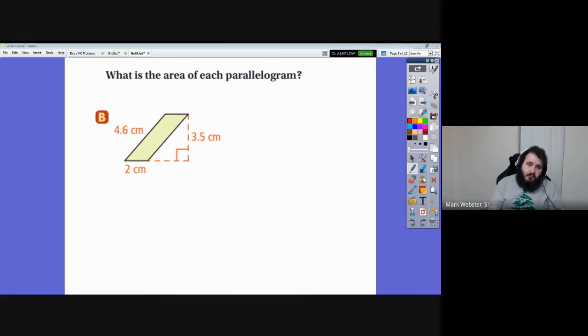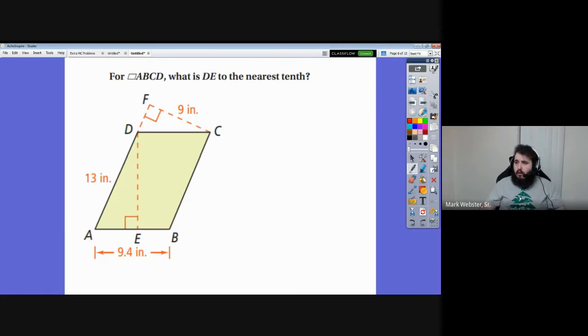Okay, let's go ahead and go over this. So once again, identify which ones are the right measurements. Again, look for that right angle, yeah? This 4.6 is meaningless to you. Don't use it. So we got the 2 and we got the 3.5. 3.5 times 2, 7. And our units are centimeters squared. All right.